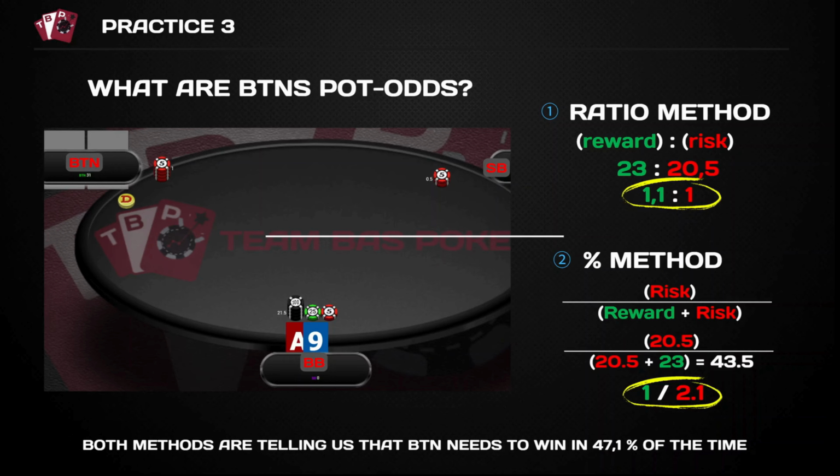So far so good, all the same as before, just the numbers are not that easy to handle, and that's why I chose this example to illustrate that it is okay to round when you get an uneven number. For the ratio method, we could take 1 to 1, and for the percentage method, you could round to 1 divided by 2. With that, both methods would tell us that the button needs to win 50% of the time, which is close enough for our purpose, but way easier to calculate in the heat of the moment.